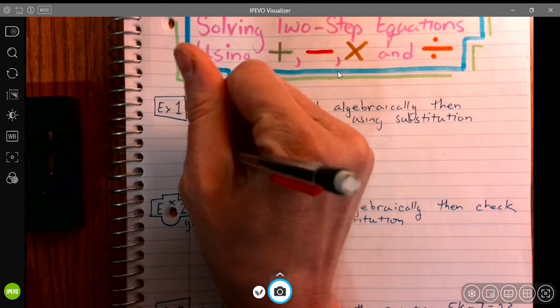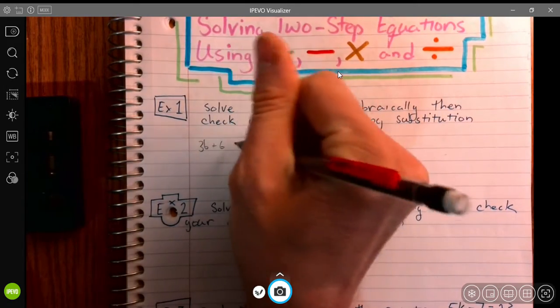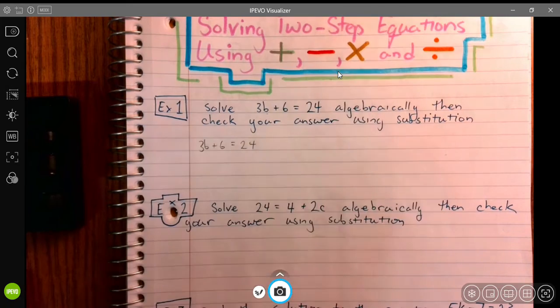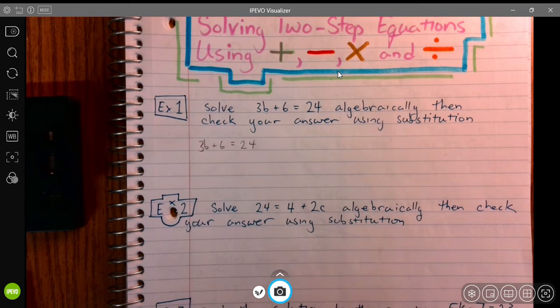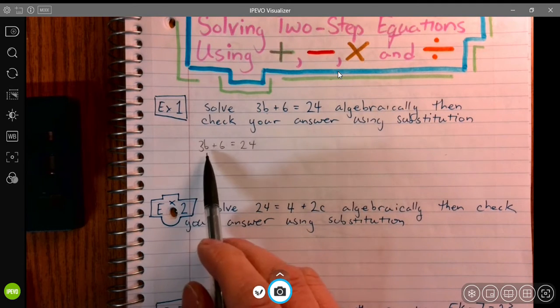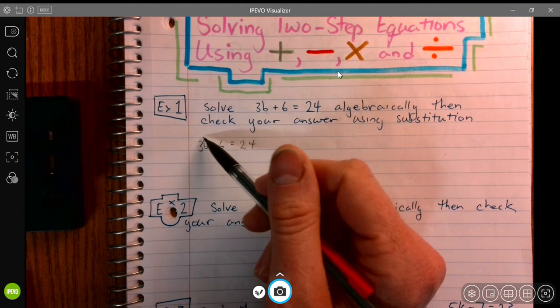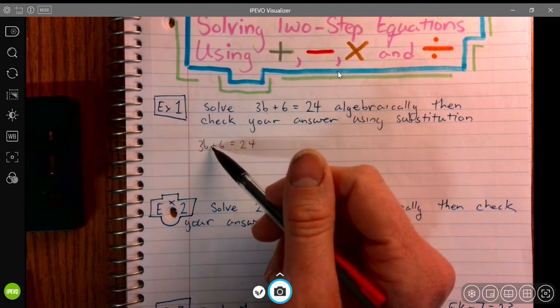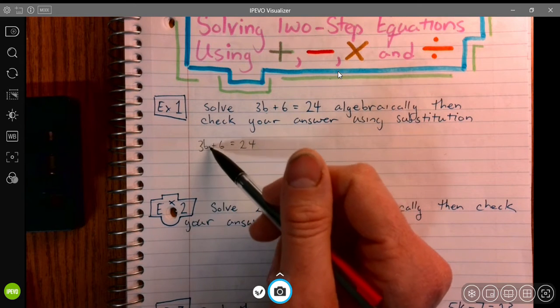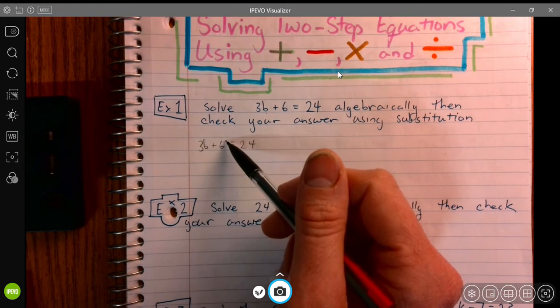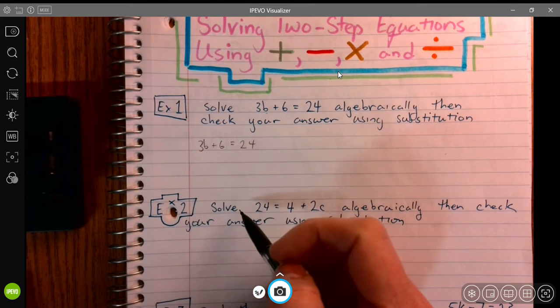So I'm going to write down the question. Now, there's a couple different ways you can do this, and you can choose how you want to. I'm going to show you the easiest and most straightforward method to solve this equation, okay? I have 3b plus 6 equals 24. The first thing I want to do is, if I have a number being divided or multiplied by a number, I want to look over here and see if I can get rid of this term first. So I have 3b plus 6 is equal to 24.